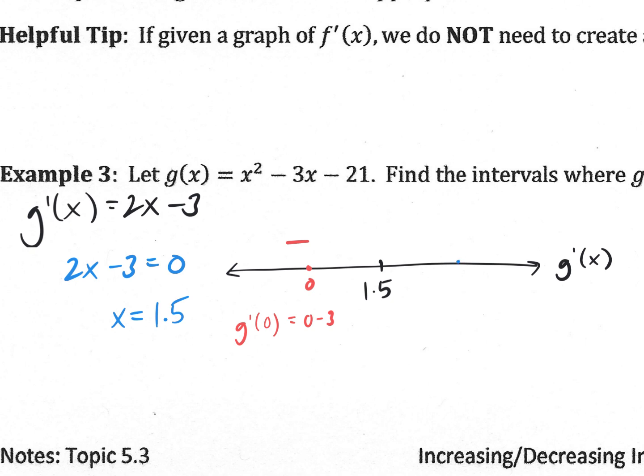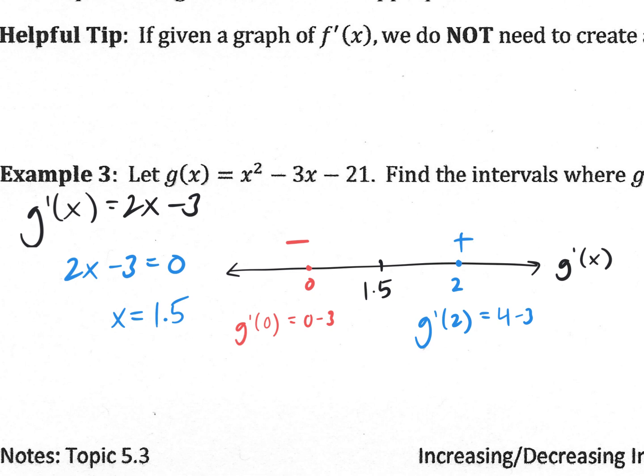If I pick a point on the right of 1.5, say 2, g prime of 2, is that going to be positive or negative? If I plug in 2, I get 4 minus 3, so I get a positive. Most of the time it changes between positive and negative, but not all the time, and we'll see an example of that soon.